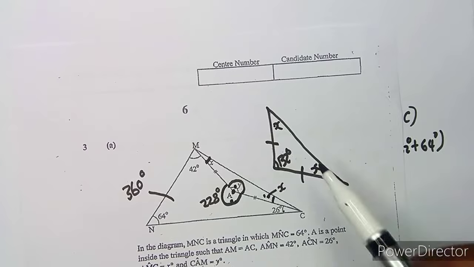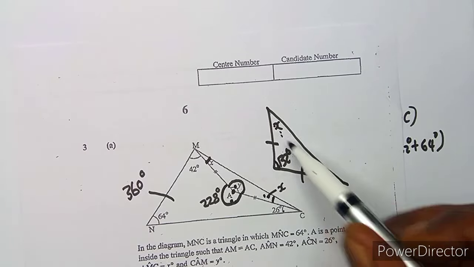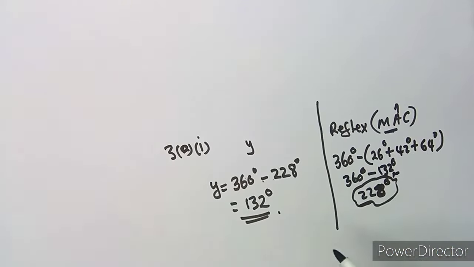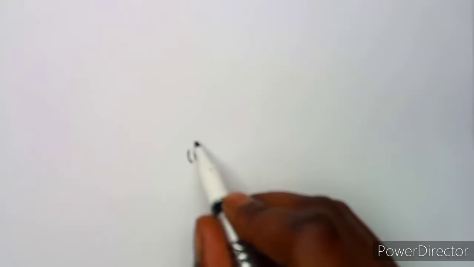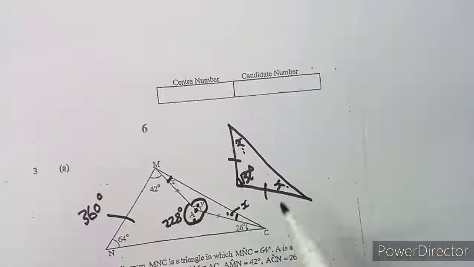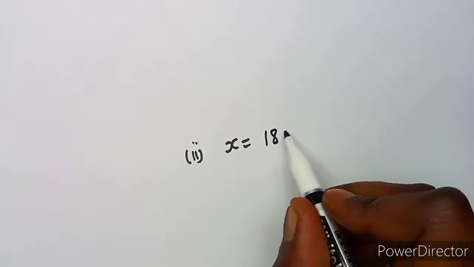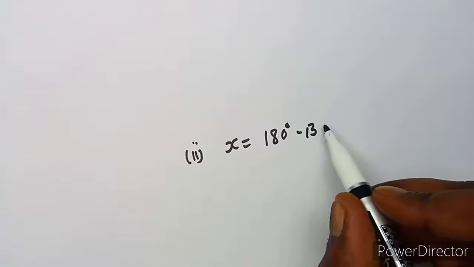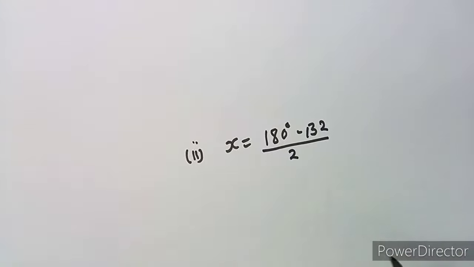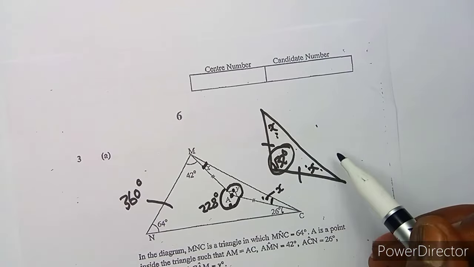So how can I find x? I simply have to subtract this angle from 180, then divide by 2, because these two angles are equal. So x can be written like this. You can even write it as an equation: x is equal to 180 minus 132 degrees, over 2, because these two angles are equal. So the angle that I'm going to get, I'll have to divide by 2.